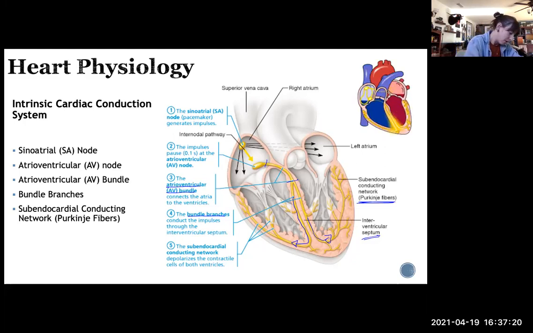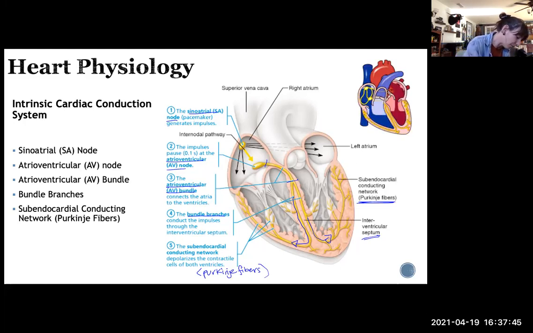Okay. Of course, we need to know about our SA node and our AV node. And everything else, don't worry about it. This is also Purkinje fibers. If the other thing is easier for you, then more power to you and I will accept it. But Purkinje fibers is what I learned, so.